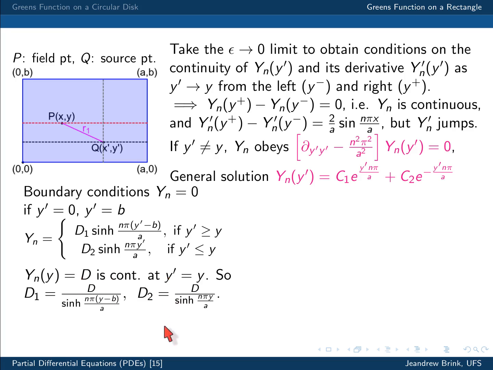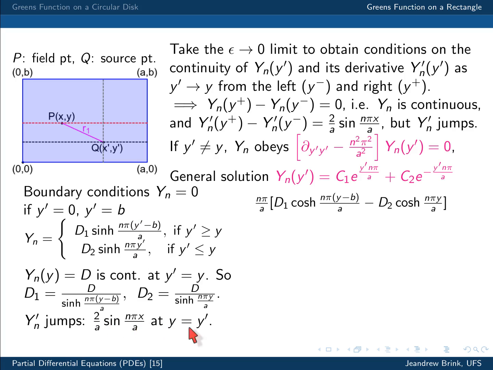Okay, and we can go one step further because we have to require that the derivative of y, y prime, obeys basically that jump. The way we do that is simply to take the derivative of this yn over here. So the derivative of sinh is cosh. We've got to basically make sure that the difference between the derivative on this side, y prime greater than y, and y prime less than y, is simply 2 over a sine n pi x over a.